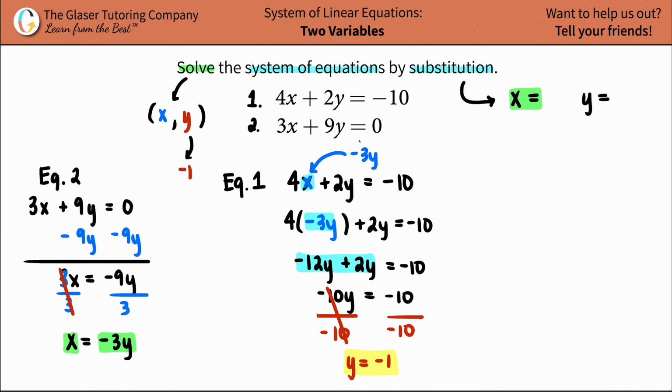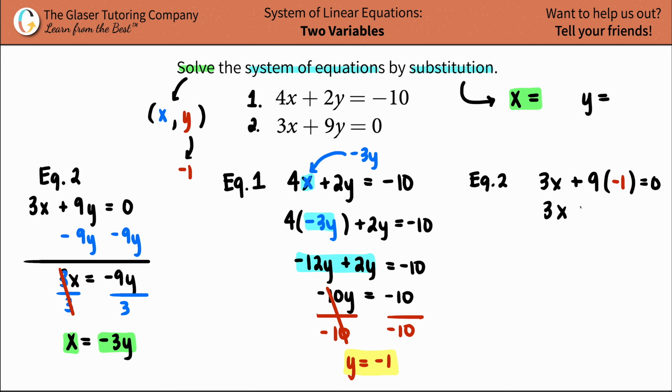Now, the next thing is use whatever equation you want to use. You could use 1, you could use 2, whichever one looks easiest to you. And we're going to take that y value that we just found out and plug it into whichever equation you want to use. I guess maybe I'll use equation 2 again. Just looks easier to me. So we're going to say we have 3x plus 9 times now the value that we just found out, which was negative 1. And let's go for it.